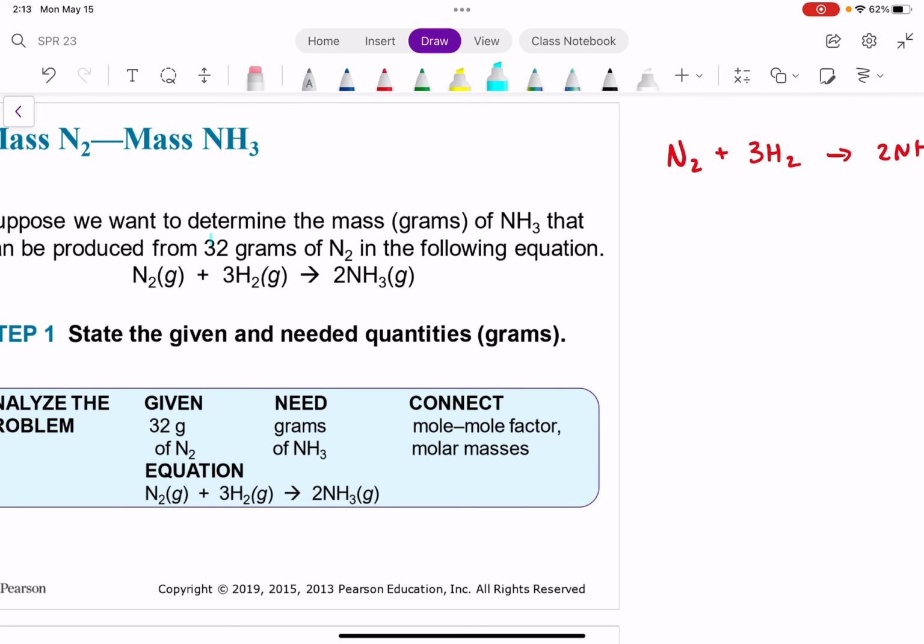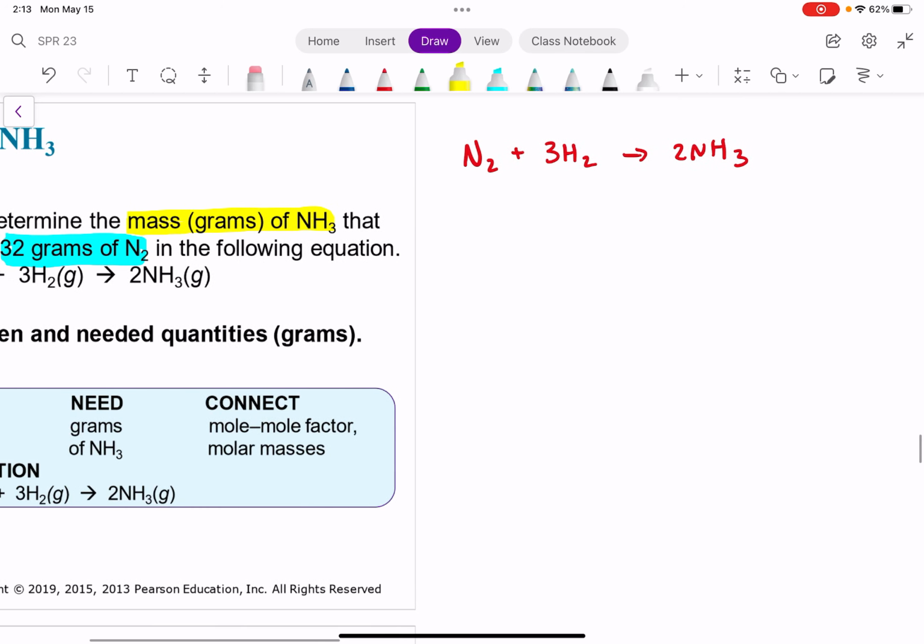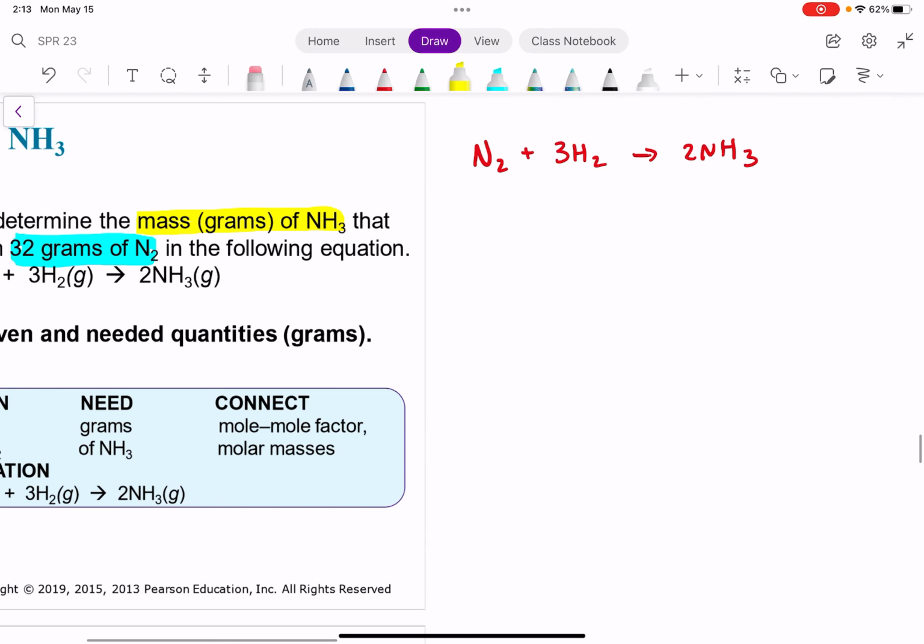So we want to know, what are we given? We're given that we have 32 grams of N2, and we want to get to mass in grams of NH3. Right now we have grams of N2, and our goal is to get to grams of NH3.